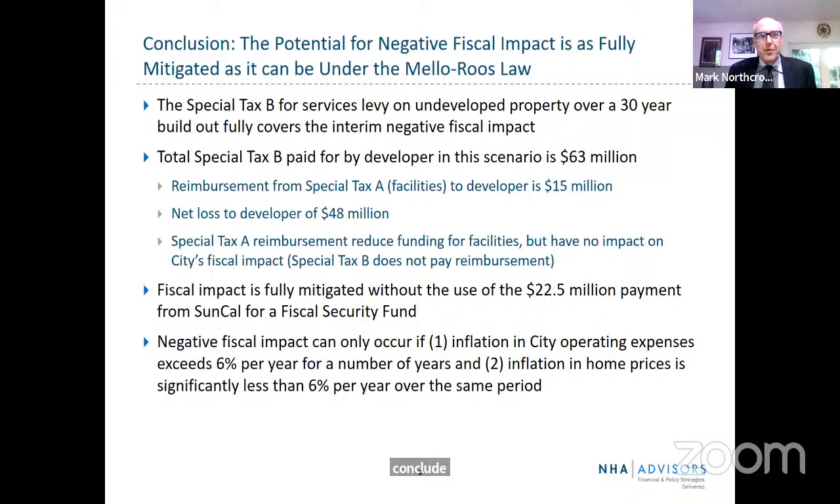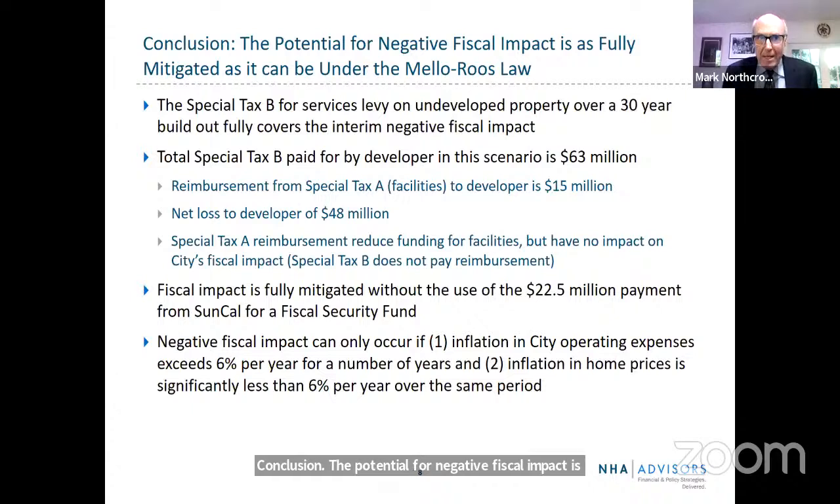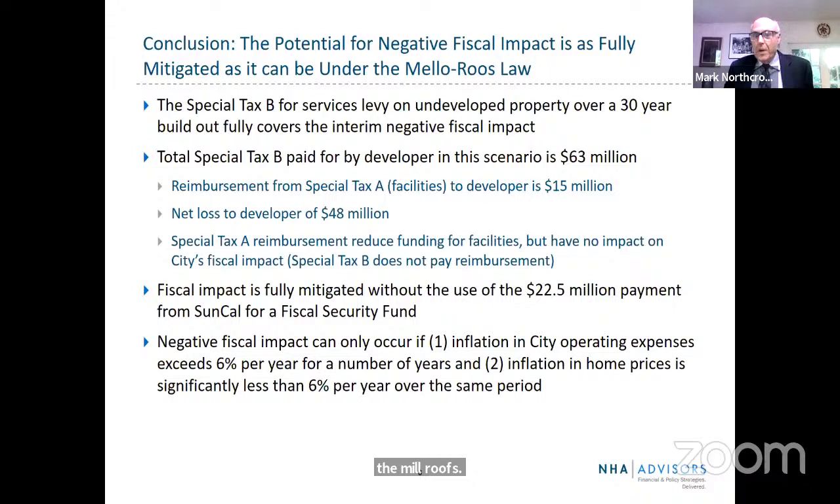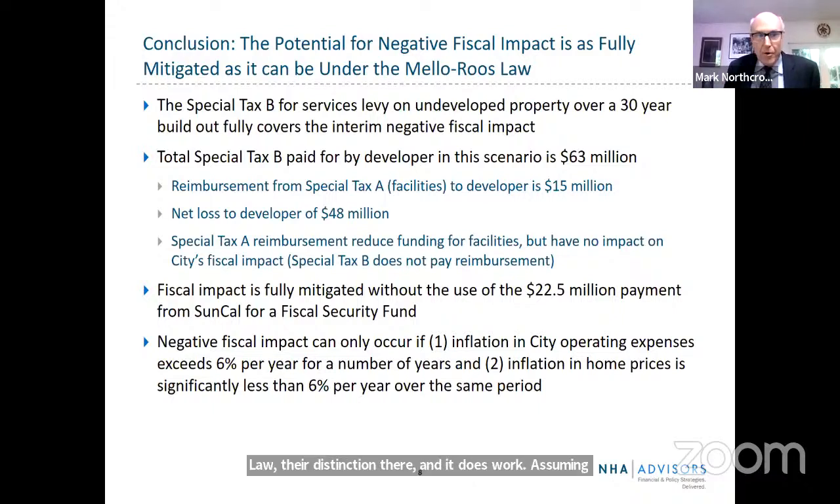Conclusion. The potential for negative fiscal impact is as fully mitigated as it can be under the Mello-Roos law. So I want to make it clear, I am not saying the potential for negative fiscal impact is fully mitigated. I am saying it is as fully mitigated as it can be under the Mello-Roos law. Clear distinction there. And it does work, assuming that SunCal pays their exaction when and if it's levied.